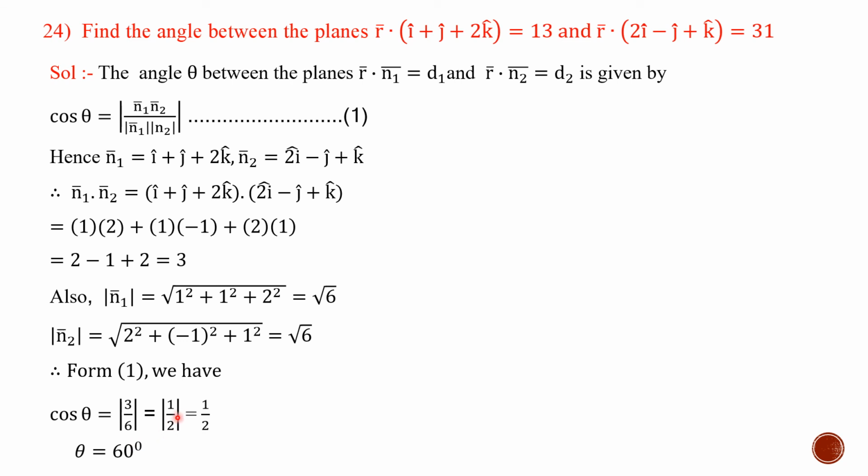3 divided by 6 is equal to 1 divided by 2, the mod of 1 divided by 2 equals 1 divided by 2. Cos θ = 1/2, therefore θ = 60 degrees. Hence the angle between the planes is θ = 60 degrees.